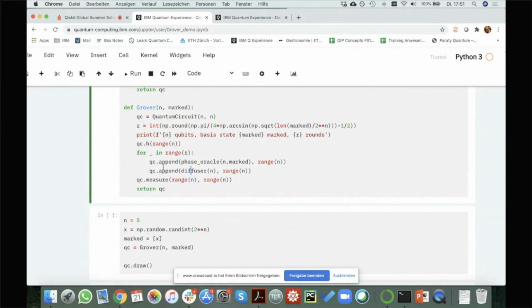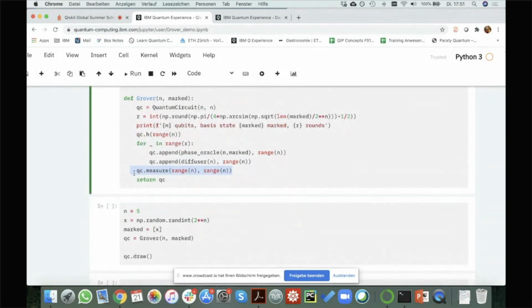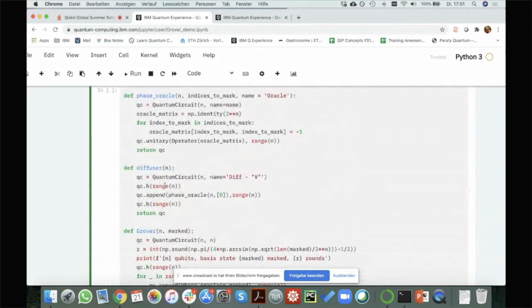After I appended the phase oracle, I also append the diffuser, the one that is H, U_f0, H, on all n qubits. On all of that, I do R rounds. In the end, I do a measurement on all n qubits and store it in all n classical bits. And then I return this quantum circuit. So now I can run that.